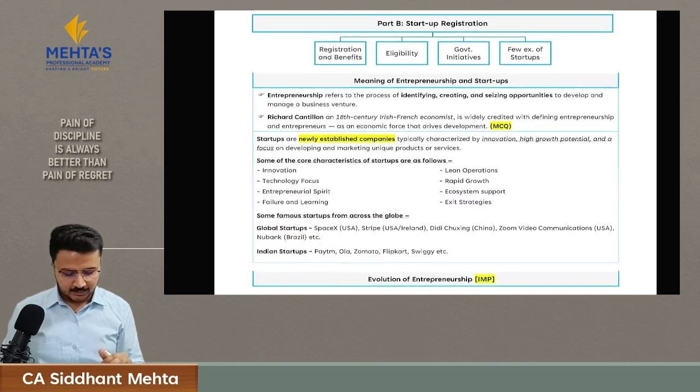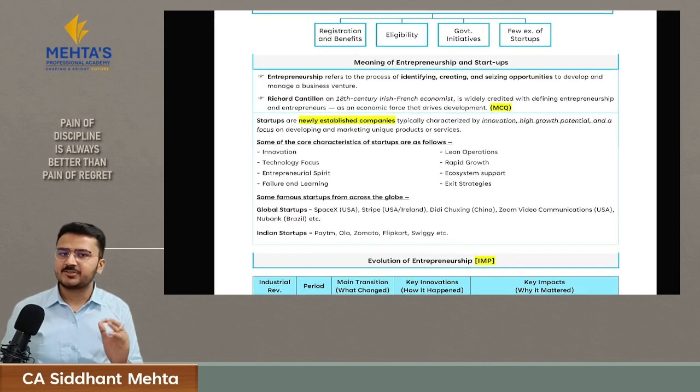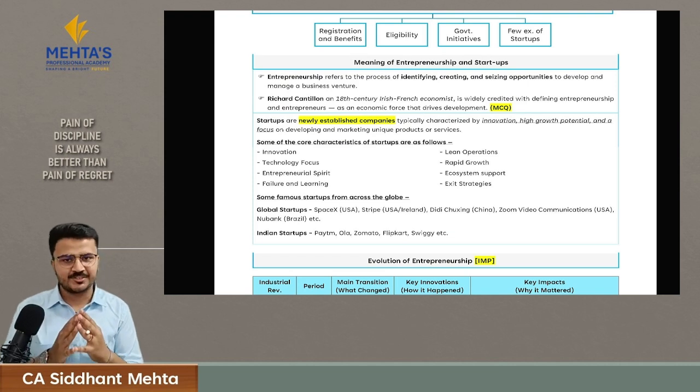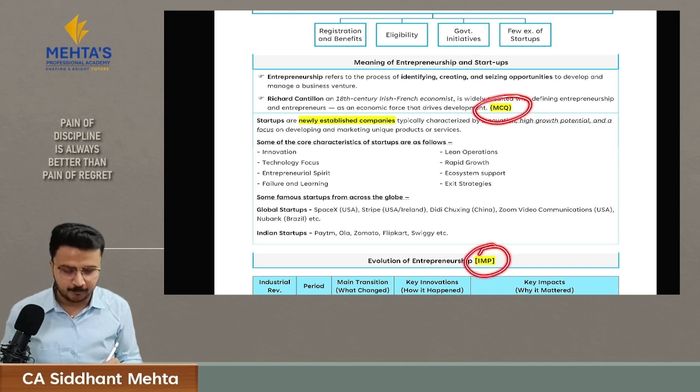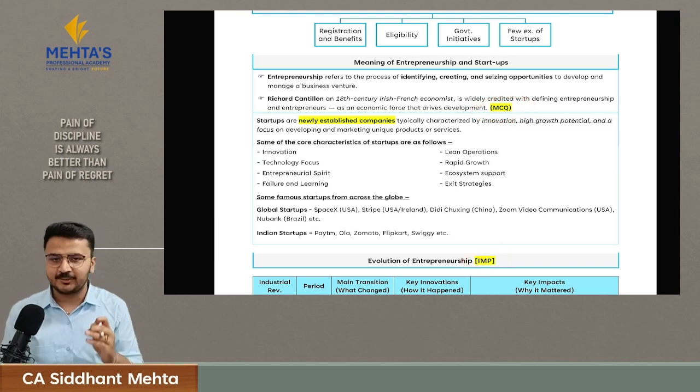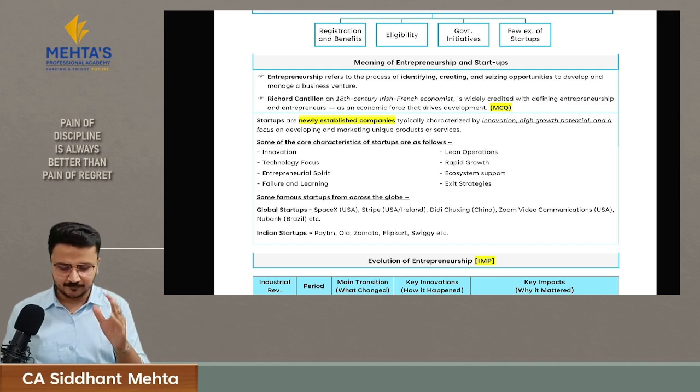So here in our last minute notes, we have taken student feedback and understood what questions ICAI is asking in the exam, and based upon that we have highlighted it as MCQ or important. So whenever you are going through this information, you have to pay more attention.